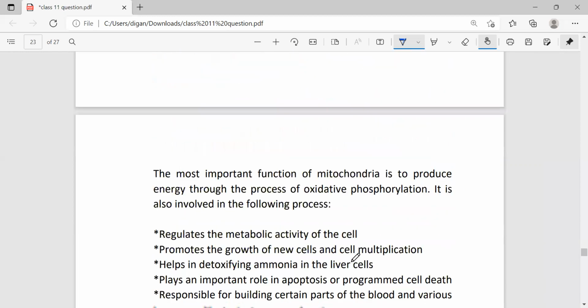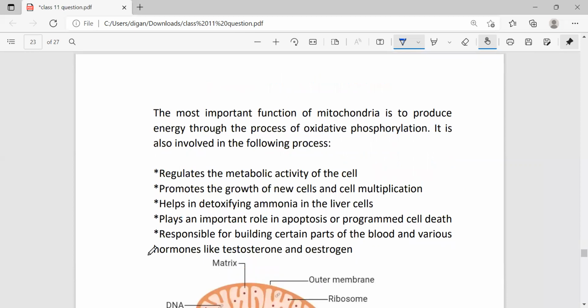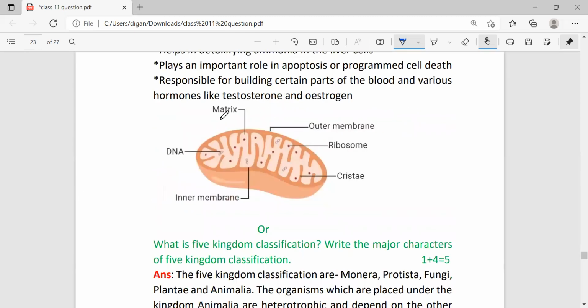Next, come to the functions of mitochondria, and these are the functions of mitochondria. The main function is the formation of ATP. That's why it is known as the powerhouse of the cell. Then it regulates the metabolic activity of the cell, promotes the growth of new cells and cell multiplication, helps in detoxifying ammonia in the liver cells, plays an important role in apoptosis and programmed cell death, and is responsible for building certain parts of the blood and various hormones like testosterone and estrogen. So if a function question comes, the first point is compulsory, then you can write two or three points. Then this is the diagram of the mitochondria.